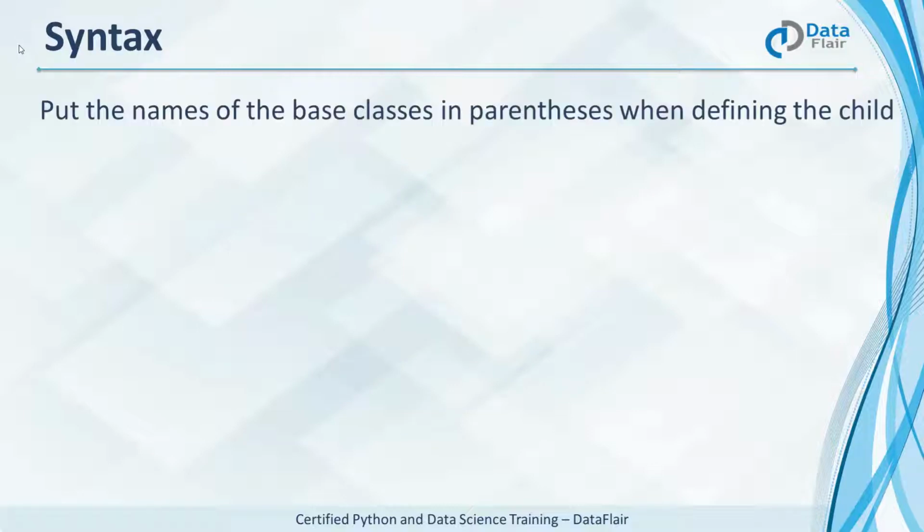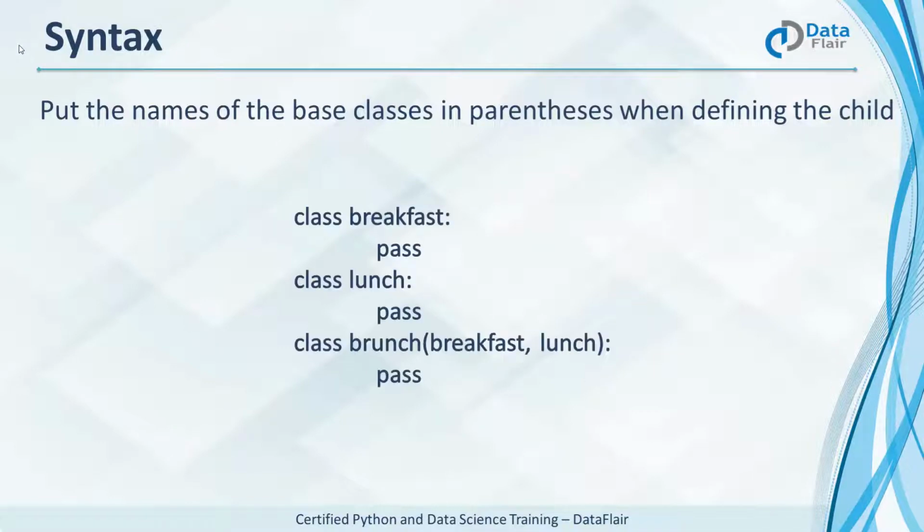We define the base classes as we would, and when defining the child class, we put the names of the base classes in parentheses next to it. Brunch inherits from Breakfast and Lunch. Now, if we try to access an attribute or a method in Brunch, but it doesn't have it, does the interpreter look for it in Breakfast first or in Lunch?